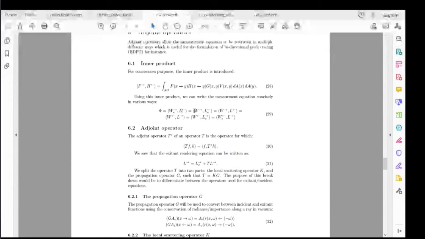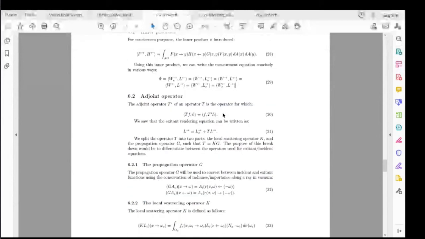You can use the importance and the emitted radiance. You can use the importance and the radiance, and you can obviously choose them to be incident or excitant, it doesn't matter. You just have to match them to have different directions. So a similar thing holds here.